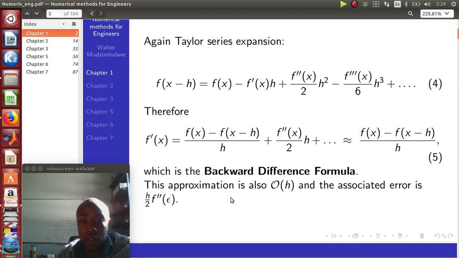Now you can also see that here we have a first order approximation, because from here you see that we only have h in the first term that we discard. So that makes it a first order approximation. The associated error is also this, but with x written in terms of epsilon. This is similar.